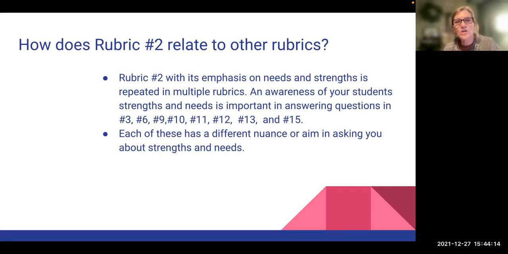One mistake the candidates often make is they see that strengths and needs emphasis and they sort of throw it into everything, and it colors other questions, but it's not asked for specifically in all of those questions. 12, it definitely is.